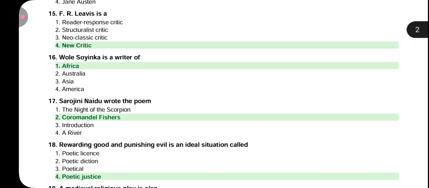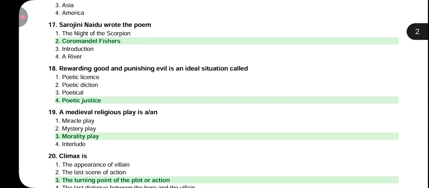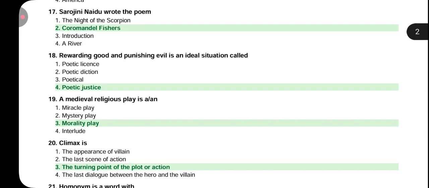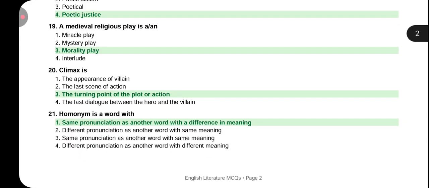15th question, F.R. Leavis is a new critic. 16th question, Wole Soyinka is a writer of Africa. 17th question, Sarojini Naidu wrote the poem Coromandel Fishers. 18th question, rewarding good and punishing evil is an ideal situation called poetic justice. 19th question, a medieval religious play is a morality play.